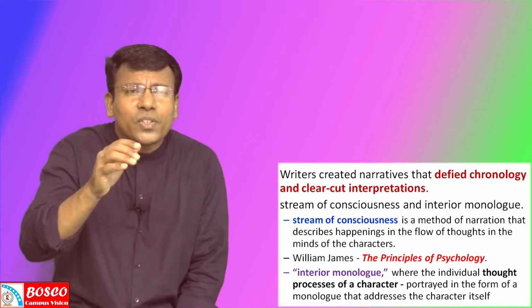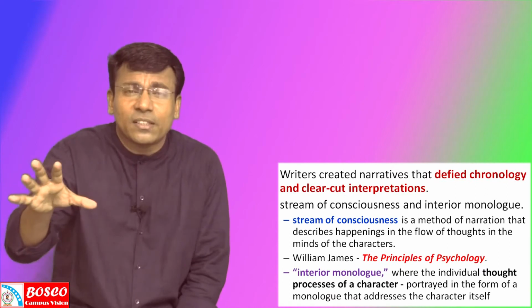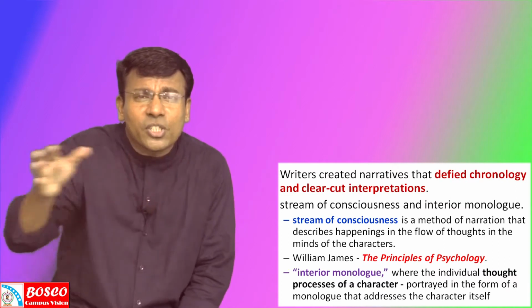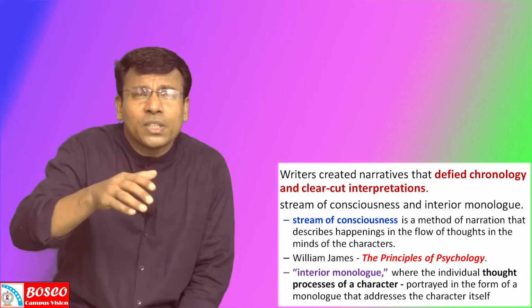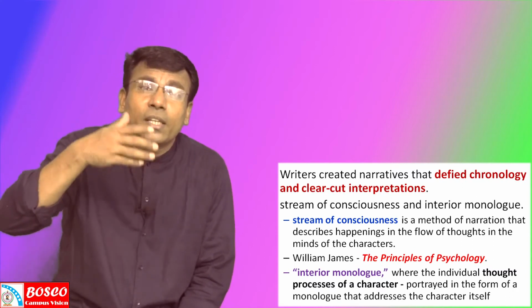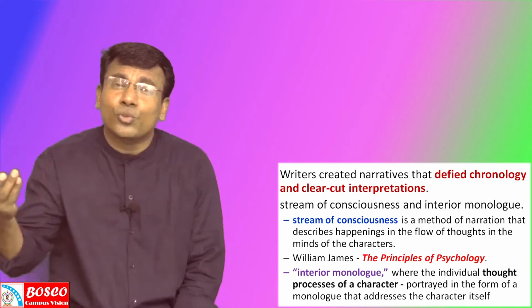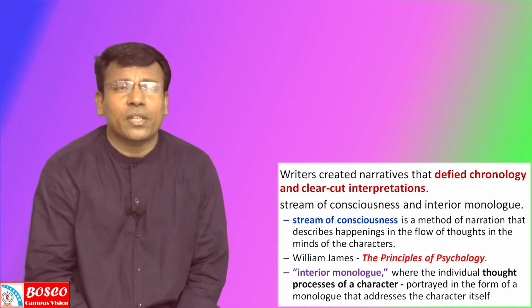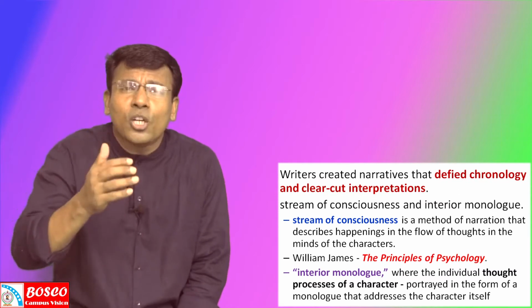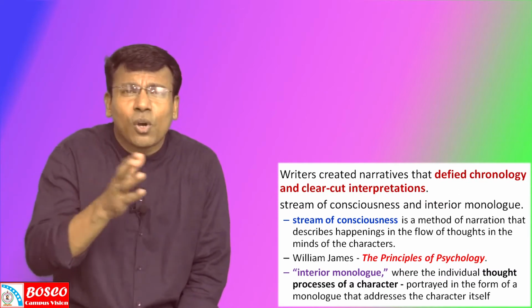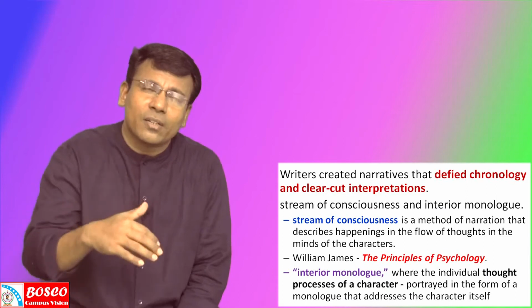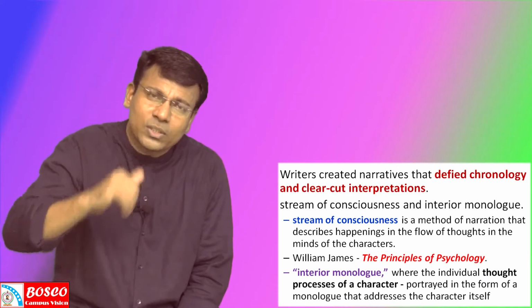Now, what is stream of consciousness? It is something that is flowing. It can be compared to a river or a stream. So, these are the metaphors by which it is naturally described, like a stream or a river. As a stream flows continuously, the inner thoughts of the individual also flow. Metaphors of stream, river, etc. are used. Now another appropriate term for this device is interior monologue, where the individual thought processes of a character associated to his or her actions are portrayed in the form of a monologue that addresses the character itself.